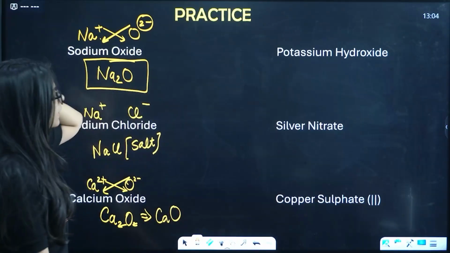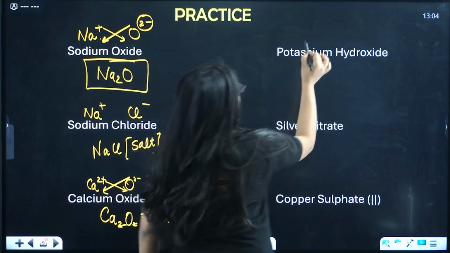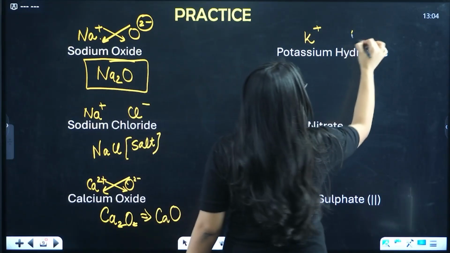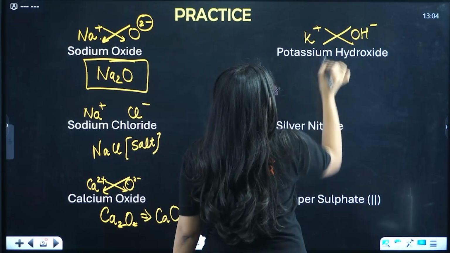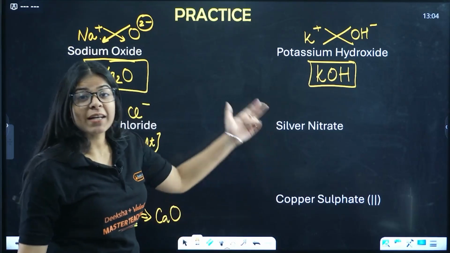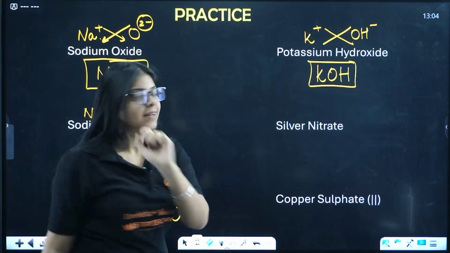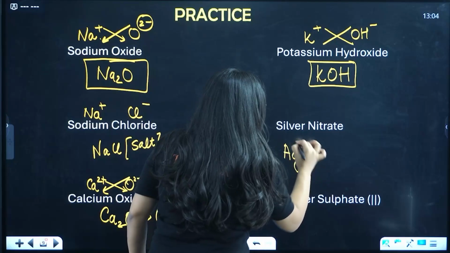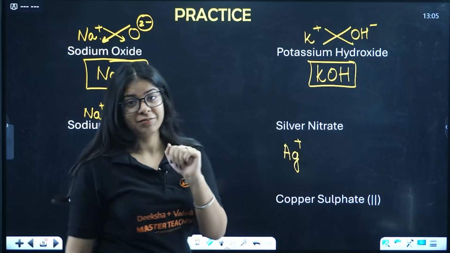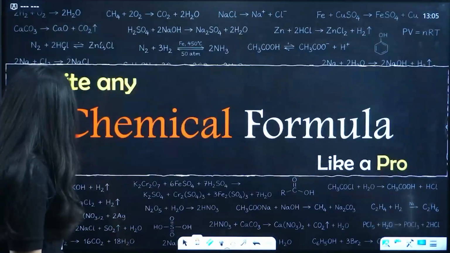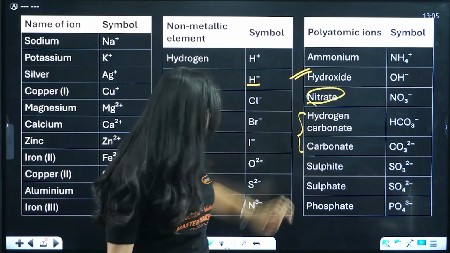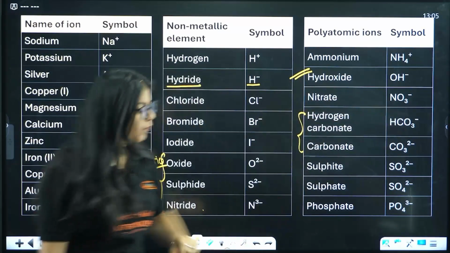Done? Okay. Then we have potassium hydroxide. Potassium is K plus. What was hydroxide, my friends? Simply OH minus. So there is one each. Simply I can write KOH. Understood? Silver nitrate. Silver is Ag plus. Nitrate is what now? Is it N3 negative or NO3 negative? It is nitrate, so it is NO3 negative. See, both have 3.